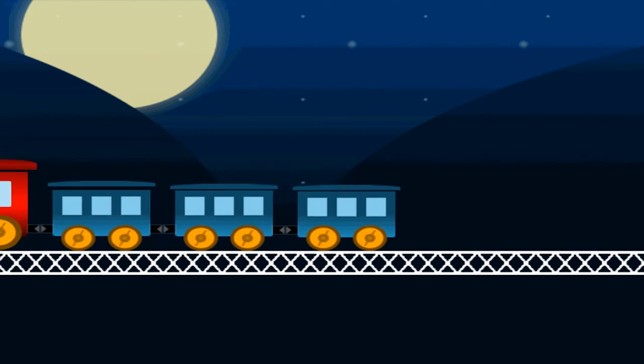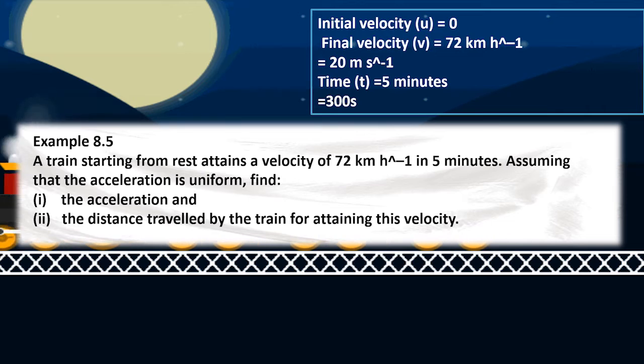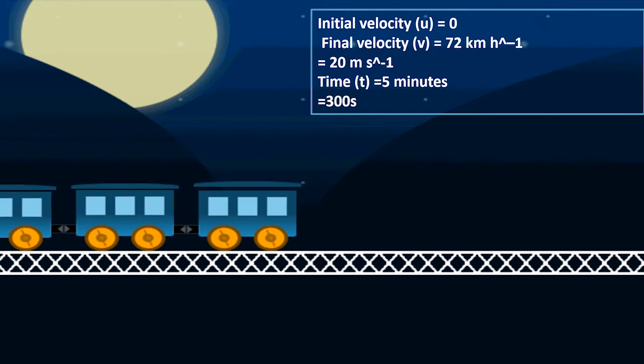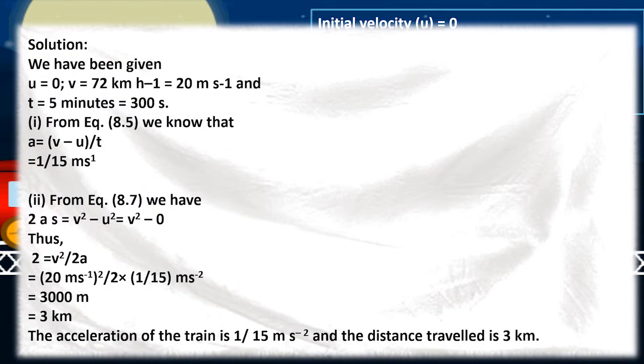Let's understand and discuss the pattern of the numericals given below. Given u is 0, v is 72 km per hour equal to 20 meter per second. Time t is 5 minutes, that is 300 seconds. To find acceleration, a equal to v minus u by t equal to 20 minus 0 by 300 seconds equal to 0.06 meter per second square.